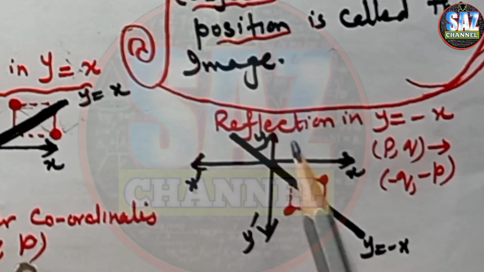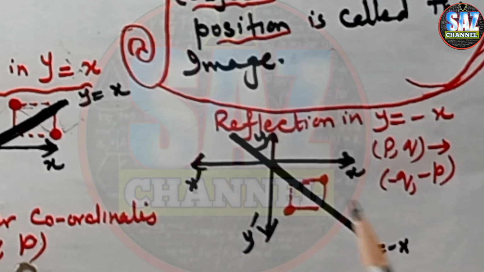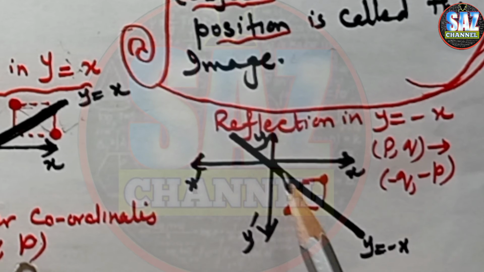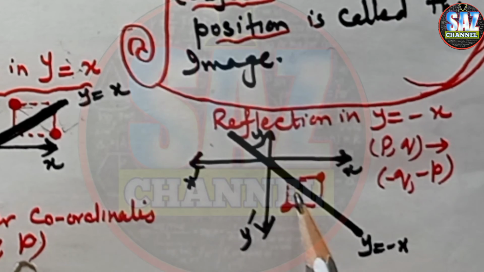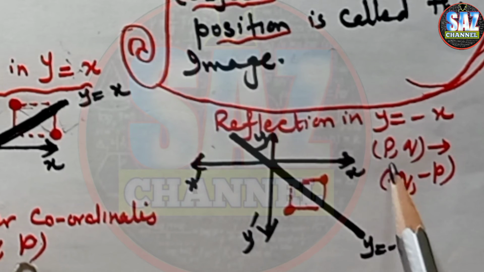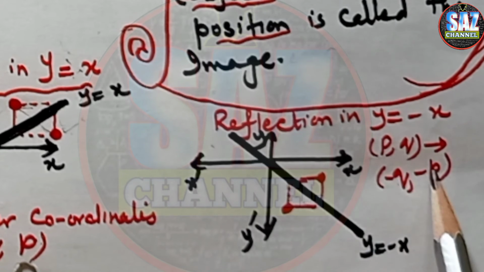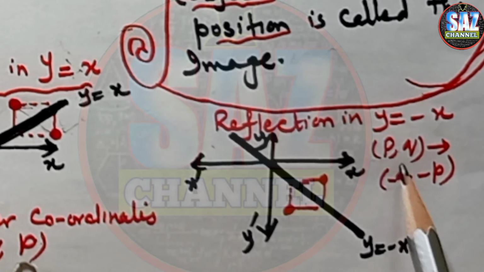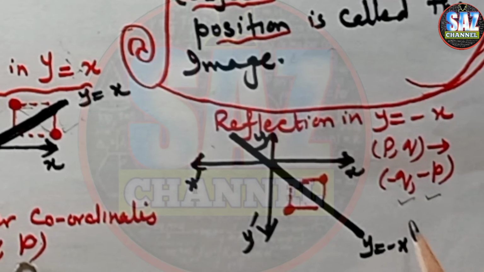And coming to the reflection in y equals minus x, again what we have to do is that y equals minus x is the line that passes through the origin, but it will be in the second and fourth quadrant, and the reflection of the point (p, q) will be (minus q, minus p), that is, we have to switch over the coordinates, and then we have to change the signs of the coordinates as well.